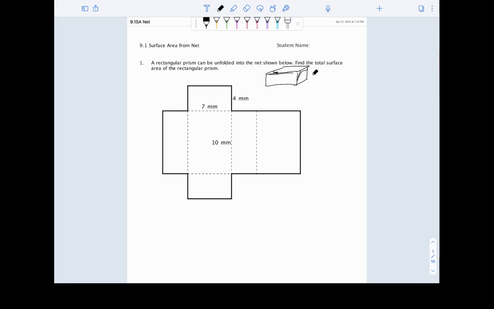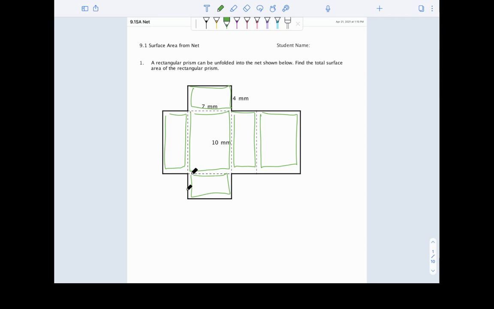Okay, so finding the surface area from the net is as basic as just finding the area of each one of these rectangles. So a total of 6 of them. And the area of a rectangle is length times width. So that means you're just looking for the dimensions of each one of these.